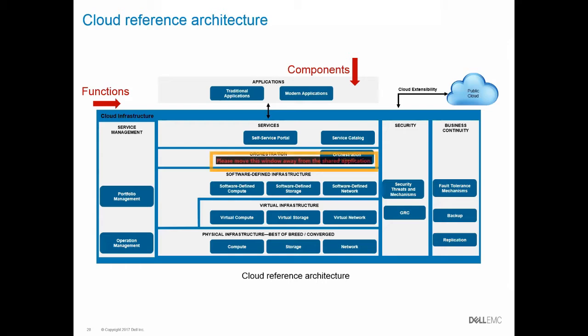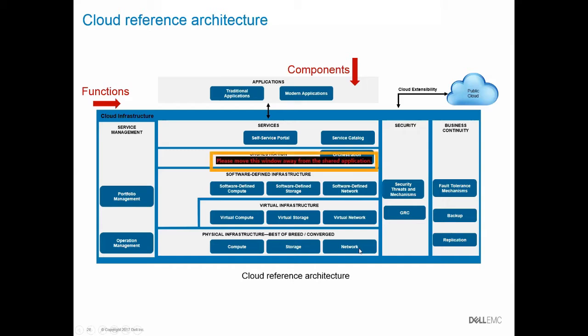If you go horizontally from right to left or left to right, that's where you will come across the functions of these components. So let's look from the vertical stack. Let's start from the bottom. The first layer is basically the physical infrastructure. Physical infrastructure, as I keep repeating, consists of the compute, storage, and the network.